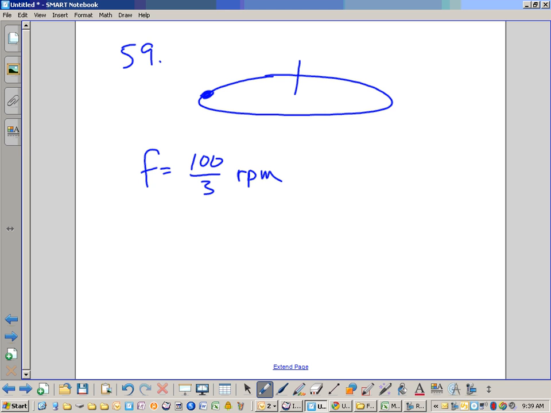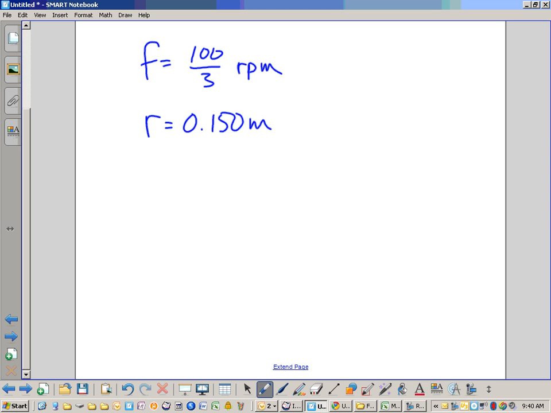Radius equals 0.150 meters. All right, so here's our radius. Okay? Go ahead. A. What is producing the centripetal force that enables the penny to rotate along with the record?